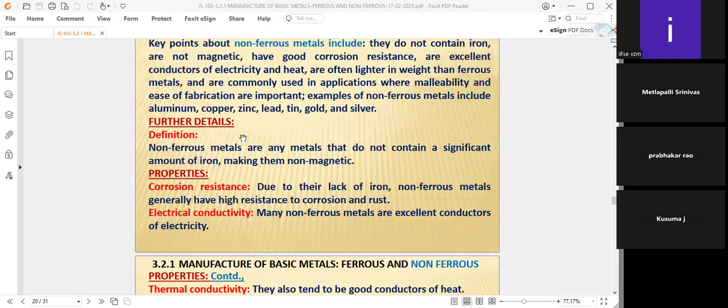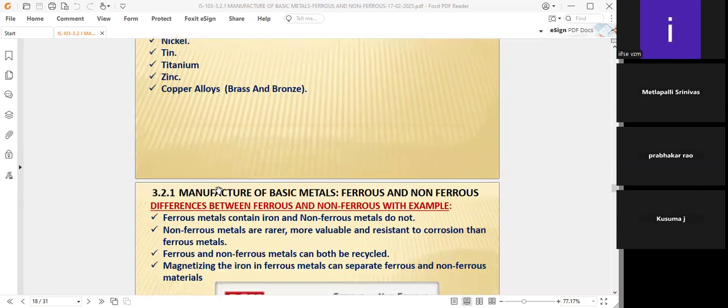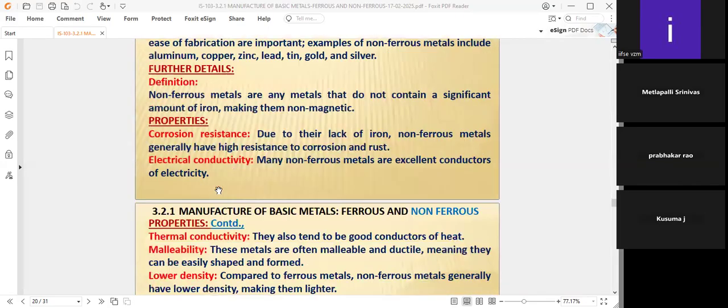Keeping examples in mind is very important here. These are the examples: aluminum, copper, lead, nickel, tin. While studying the non-ferrous metals, keep these in mind. Definitely it will be helpful for recalling the topic series.